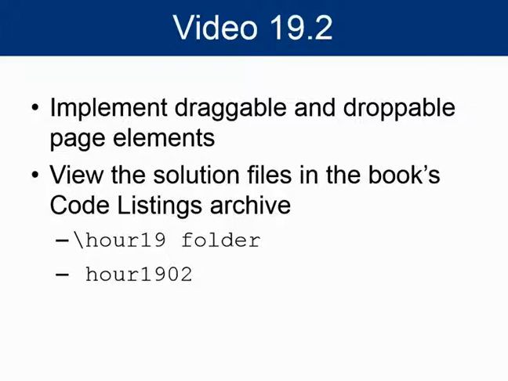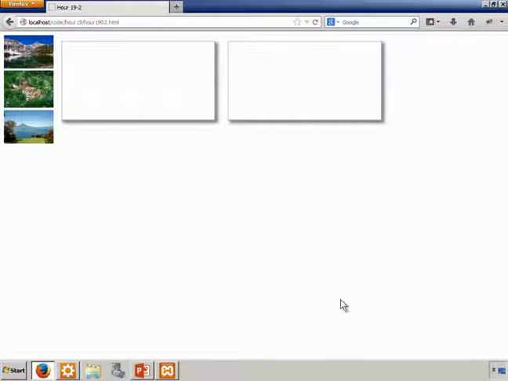The code for this try it yourself exercise is in the Hour 19 folder and the Images folder in the book's Code Listings archive. The JS, CSS, and HTML files are named Hour 1902. Let's begin by loading hour1902.html into our web browser.